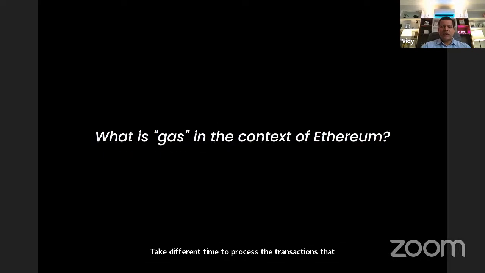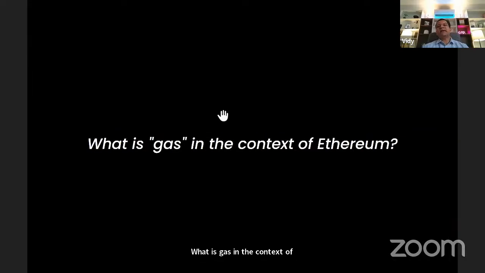What is gas in the context of Ethereum? Gas is basically a transaction fee that you have to pay to process or to put a transaction on a Ethereum blockchain, Ethereum network.